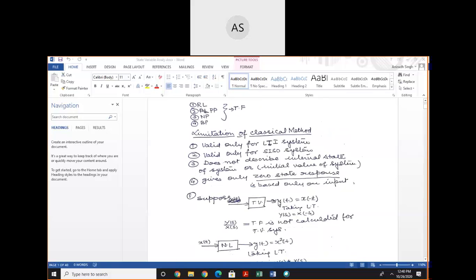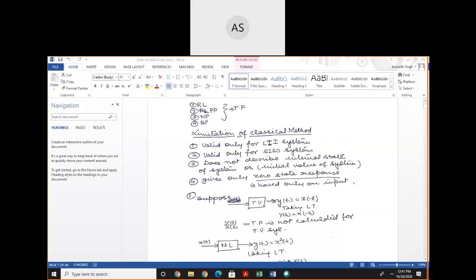Then limitation of classical method: it is valid only for linear time invariant systems. Means classical method is used only for linear time invariant systems. We can't analyze time variant systems or non-linear systems using classical method.